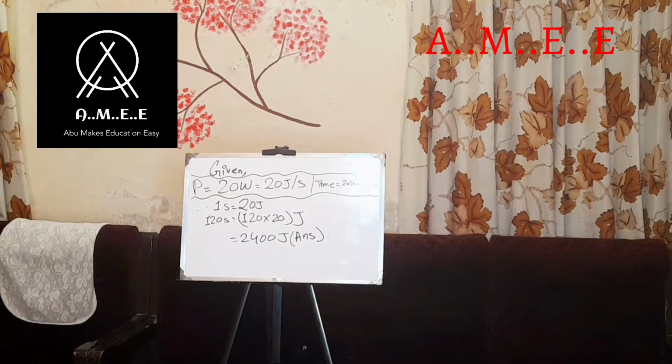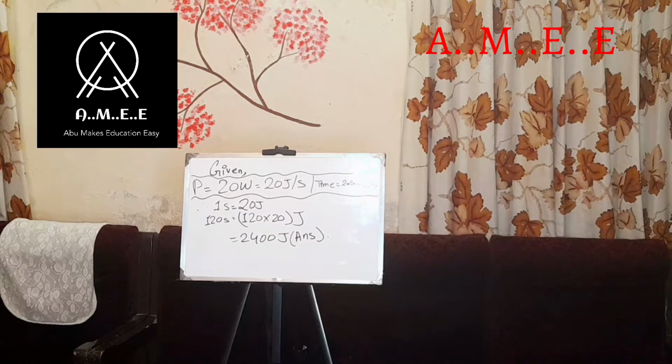The power was 20 watts, which means that the energy per second will be 20 joule per second. So that's why I wrote P equals to 20 watts, which is equals to 20 joule per second. Here by the capital letter P I mean power. Power equals to 20 watts, which is equals to 20 joules per second, and time equals to 2 minutes, which is equals to 120 seconds.